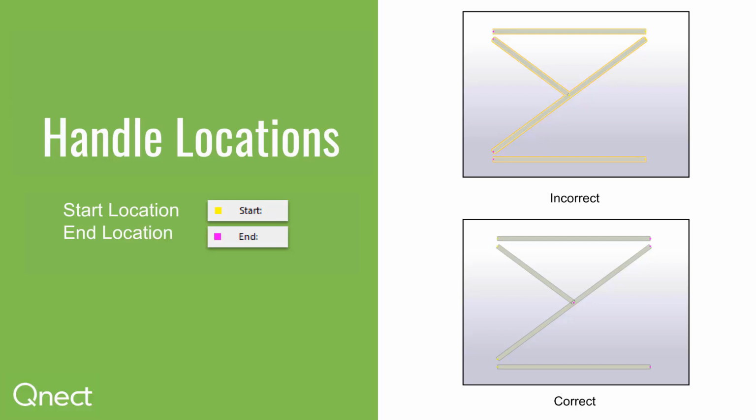So as you can see in the incorrect view, you'll notice all of the end handles are on the left-hand side, which is incorrect. And in the correct picture, you'll notice that all the start handles are on the left-hand side. So it's best practice to make sure when modeling that you have a left to right approach in a plan north and also a bottom to top approach in a plan north.